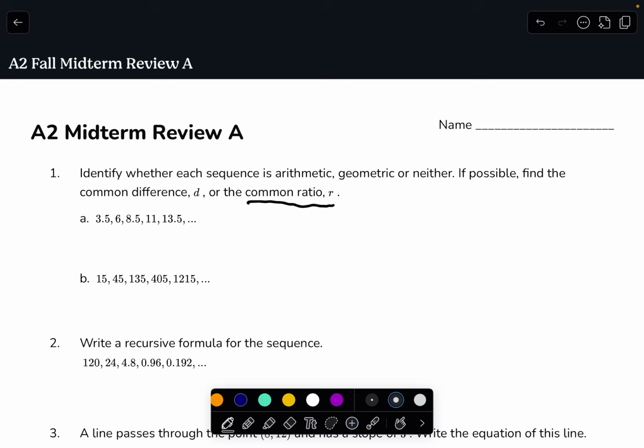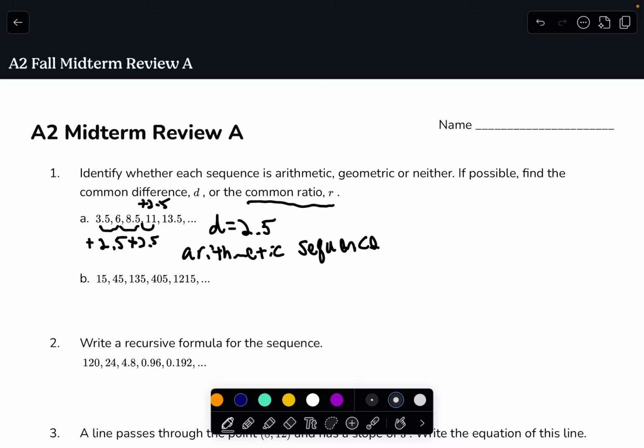So let's look at the first one, 3.5 to 6. I believe that's 2.5, right? 3.5 to 6, yep, 2.5. We're adding 2.5. 6 to 8.5 is adding 2.5. 8.5 to 11 is adding 2.5. And 11 to 13.5 is also 2.5. So we got d equals 2.5, and it's an arithmetic sequence.